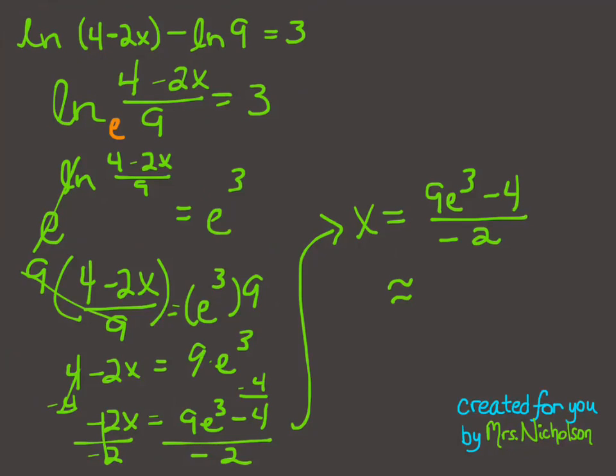And if you have a calculator handy, you can type that in. You would get negative 88.384. All right, one more time. Pause the video and try the last one on your own.